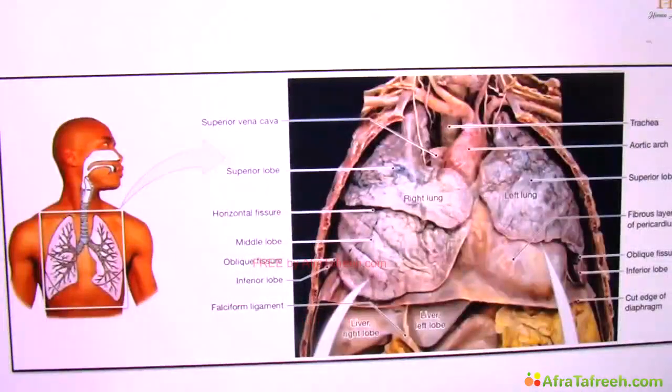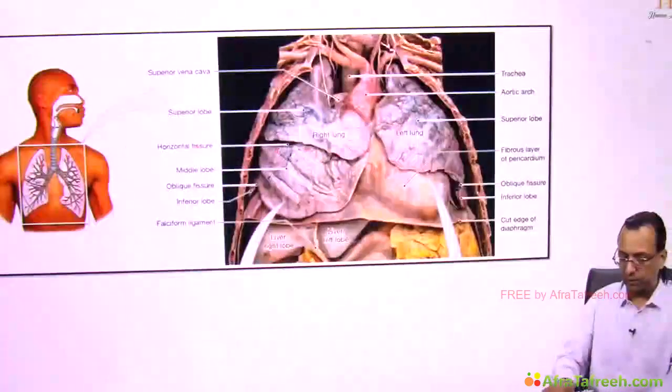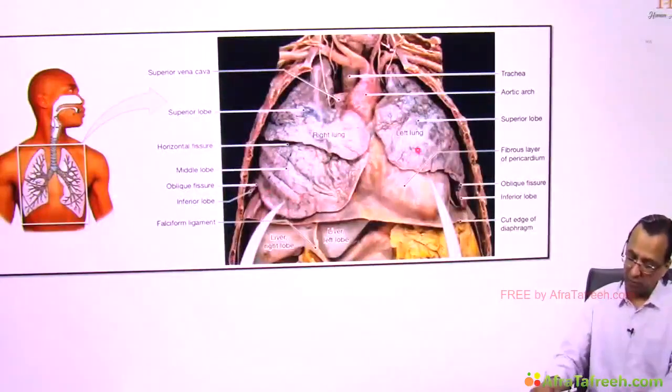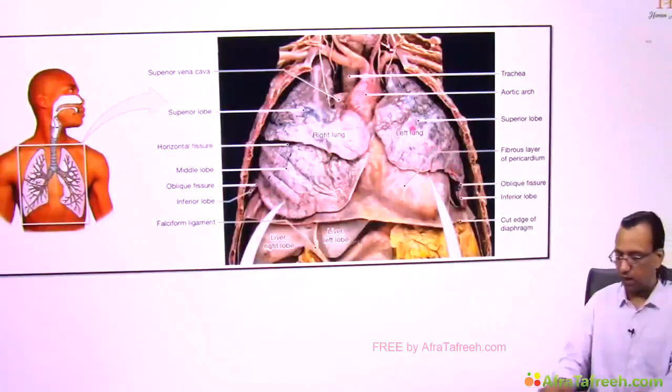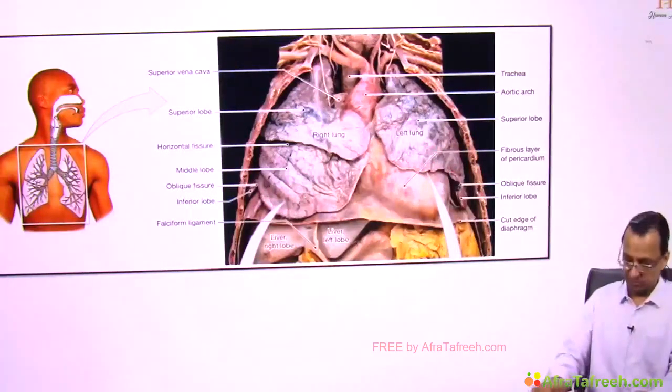Look at the lungs from the front view. You will see that this is the right lung. It has 3 lobes: a superior, middle, and inferior lobe. And the left lung has only 2 lobes, superior and inferior. This is the heart which is encroaching towards the left lung there.